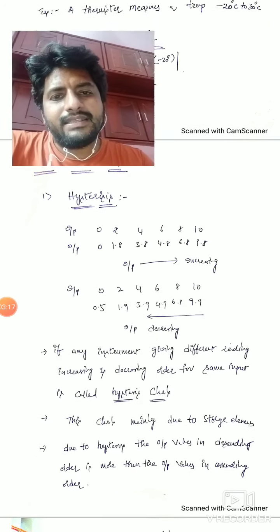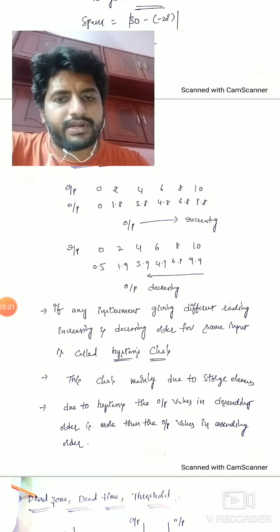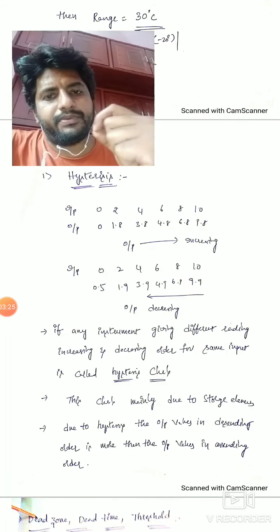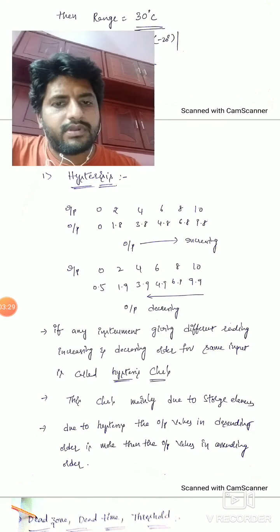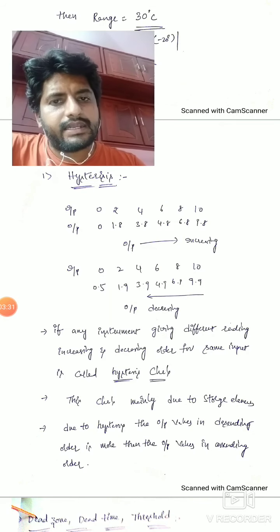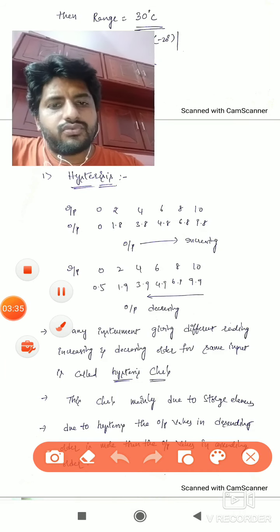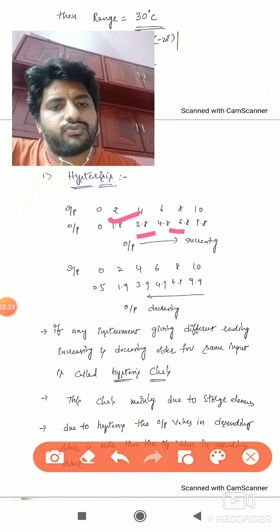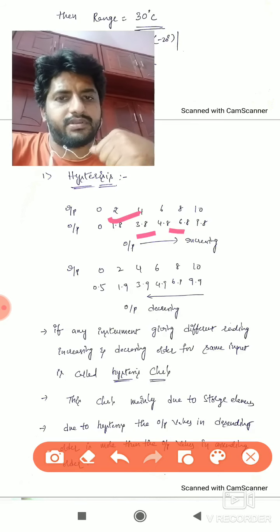Now what about hysteresis in the instrument? I will explain with an example, right? I have an instrument, I just apply input. If I apply 0, I'll get the output 0. Input is 2, output is 1.8; input is 4, output is 3.8; 6, 4.8; 8, 6.8; 10, 9.8. Along the increasing order, I apply the input.